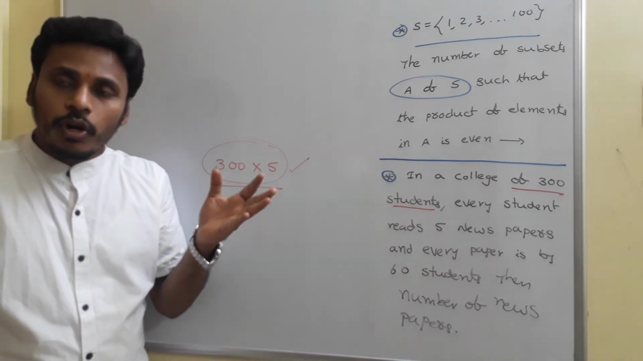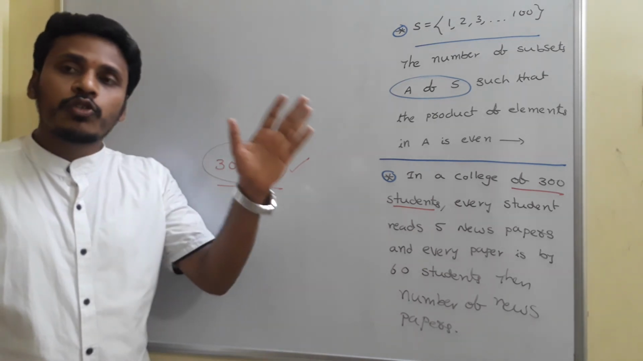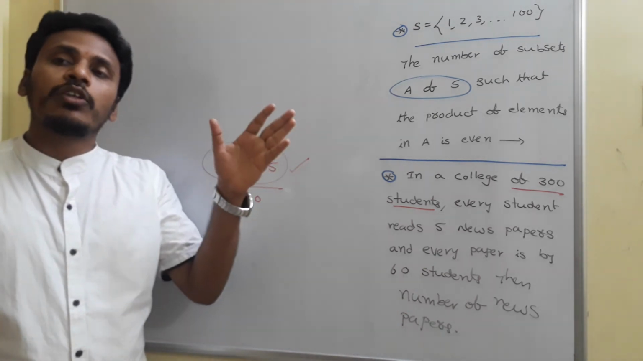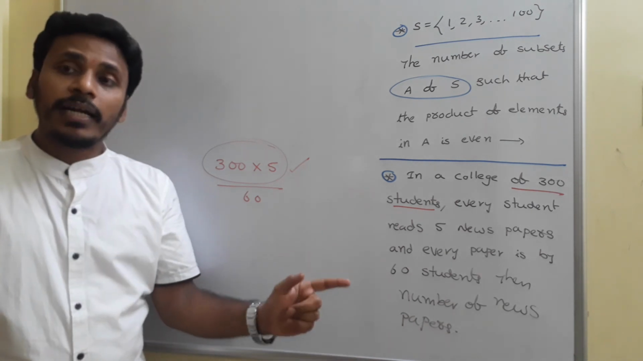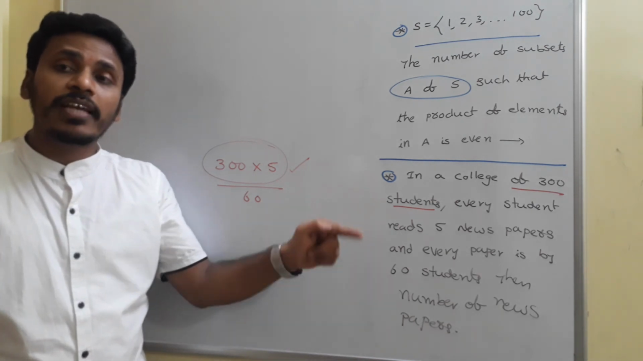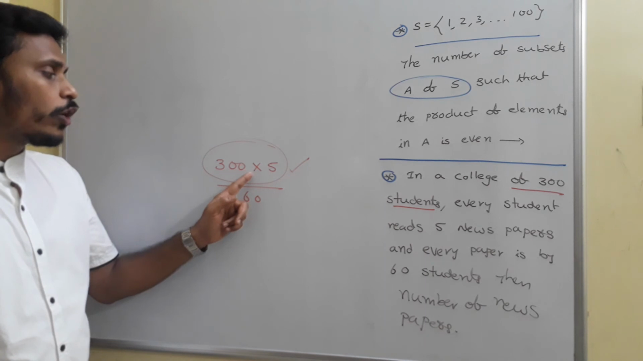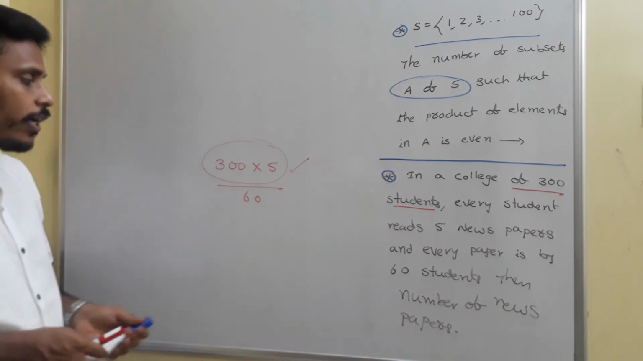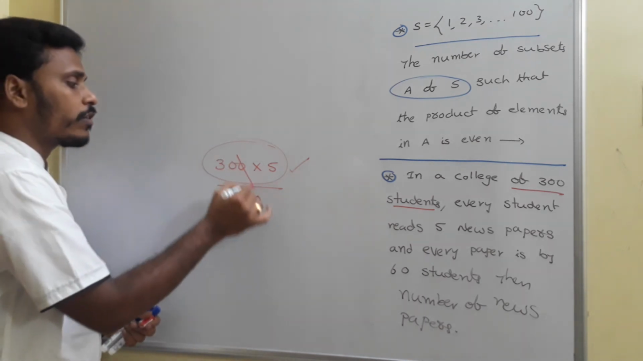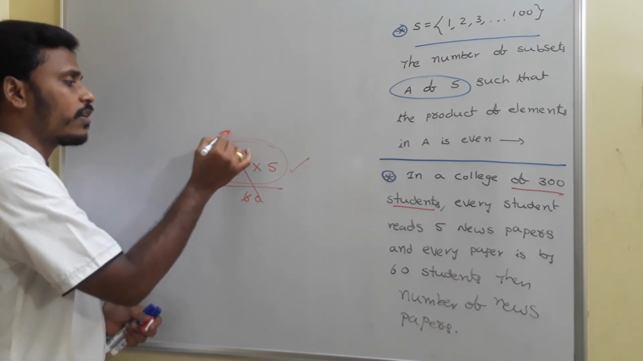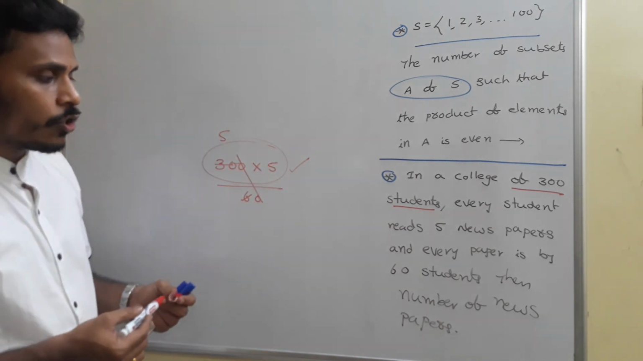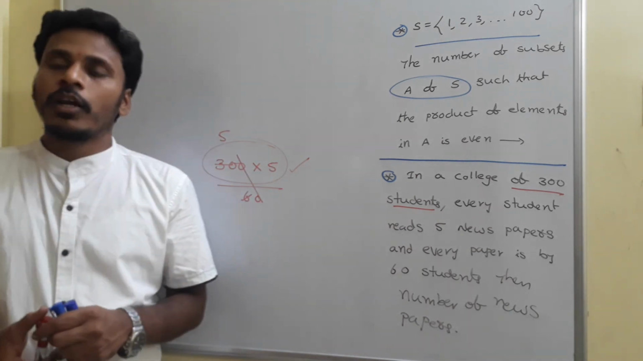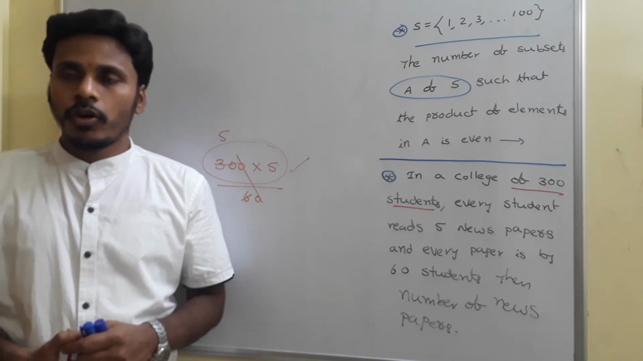Since there are totally 300 students and every student reads 5 newspapers, the total is 300 into 5. But it is given that every newspaper is read by 60 students, so we need to divide this count by 60 and simplify. At the end, if you simplify, the 0 will get cancelled, 6 5s are 30, and your answer is 25. So the number of newspapers is 25. There ends the problem. Have a look.